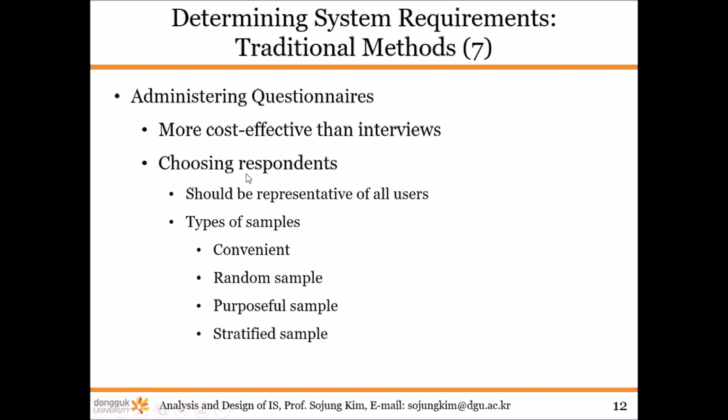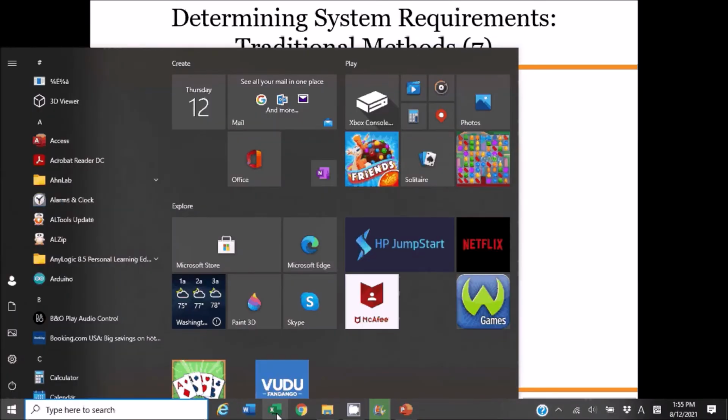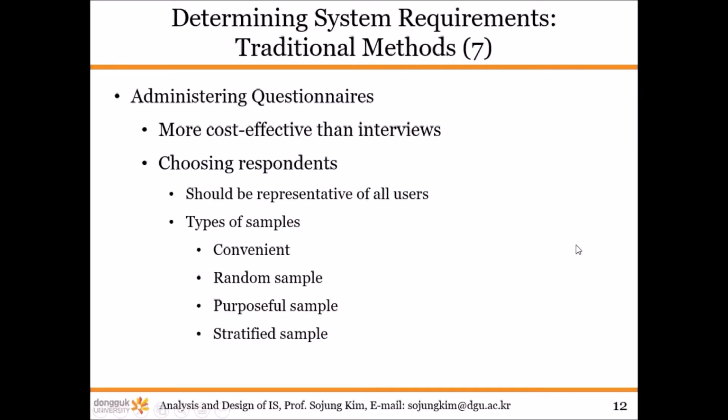And then choosing respondents, who should be representative of all users, and the types of sample are like this: convenience, random sample, purposeful sample, and then stratified sample. So this is the associated sampling method, and you can just remember this one, random sample. When you have a list of all users, you can randomly choose some of them. And how can you randomly choose users? Definitely, let me just show you an example. You can utilize Excel to choose a random sample.